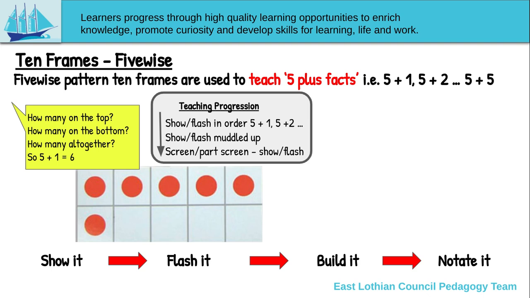First, you would show each pattern in order. 5 plus 1, 5 plus 2, and so on. And then you would muddle them up, maybe showing 5 plus 3 first, then 5 plus 1, then 5 plus 4.